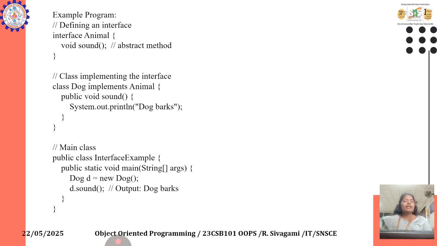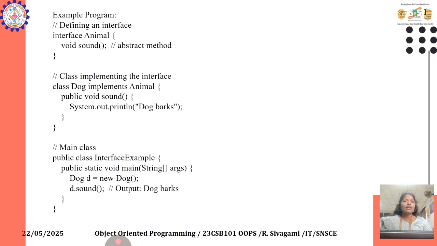Here I inherit the interface into a subclass. Class Dog: here I create a class. Implements is a keyword; it implements the things from the interface Animal. Here I declare a method, public void sound. Here I put a printing statement, System.out.println, with the statement Dog barks. That's it.